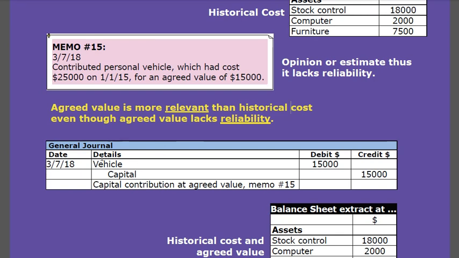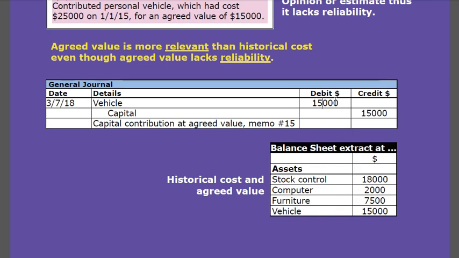So the general journal entry would be debit vehicle, credit capital, $15,000. This agreed value is used instead of historical cost because it is a more relevant valuation for stakeholders, and therefore the stakeholders are better able to assess the performance of the business.